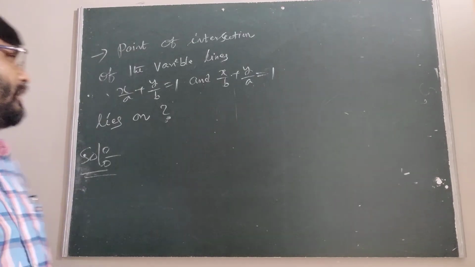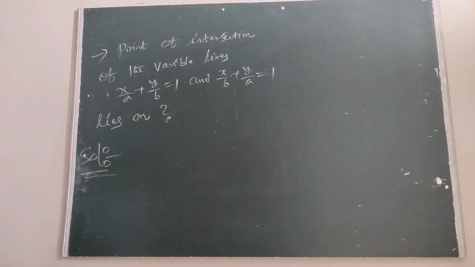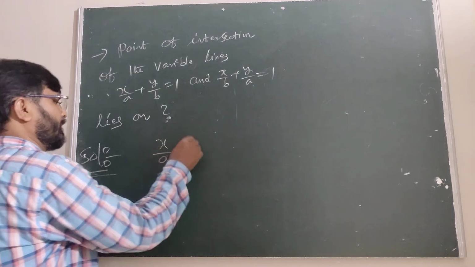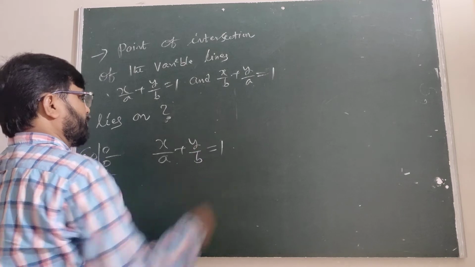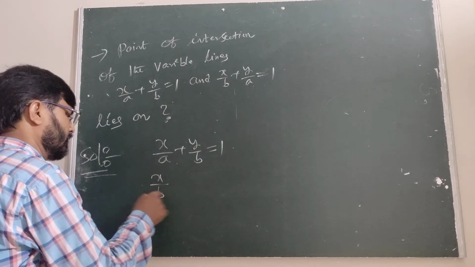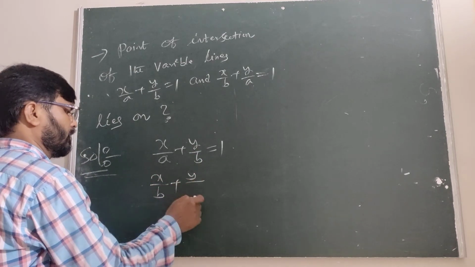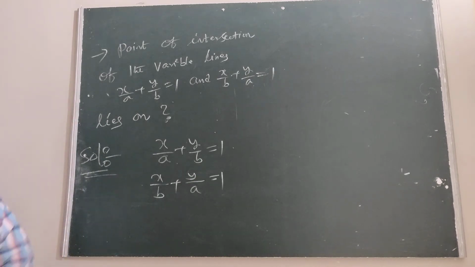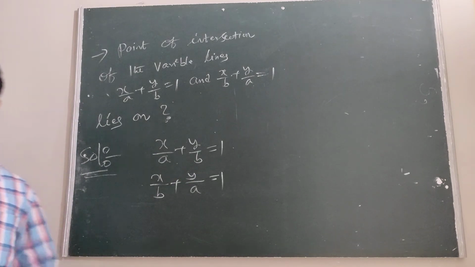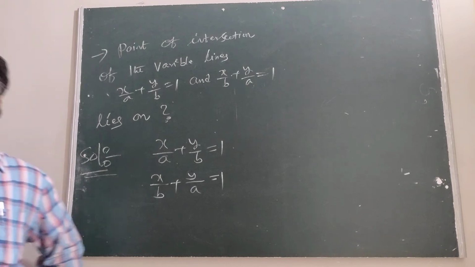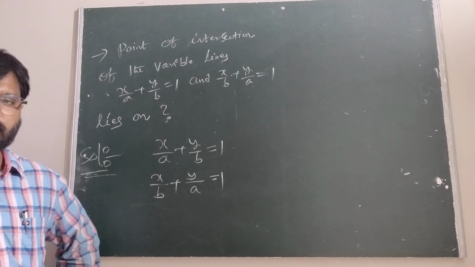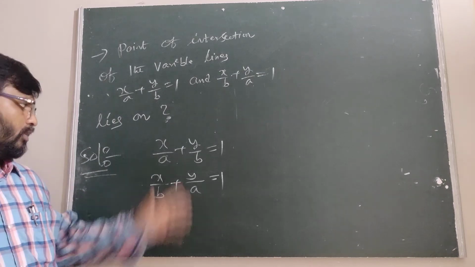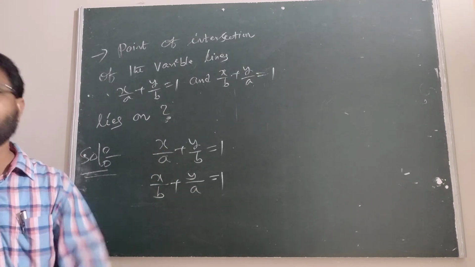The point of intersection of the variable lines given by x by a plus y by b equals 1 and x by b plus y by a equals 1 lies on what? We find the point of intersection. We got ab by a plus b, comma, ab by a plus b. That is, the locus is x equals y. That is one method. First of all, we have to find the point of intersection.